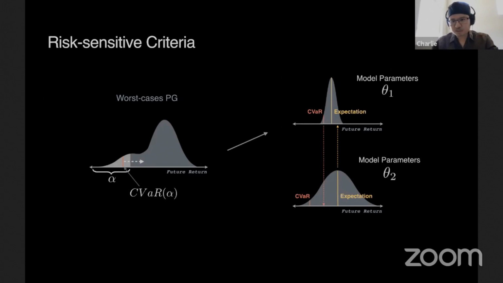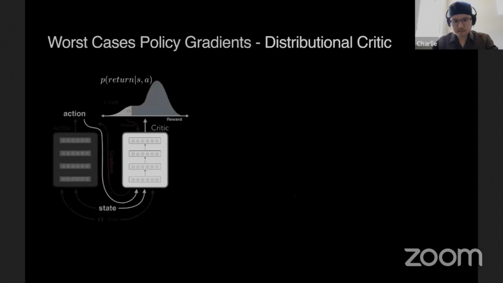So that's what we're essentially optimizing for. Now, how do we actually do this? So again, the first thing is that the return is not a scalar anymore. The return is actually a distribution, so it's a random variable that's called Z.